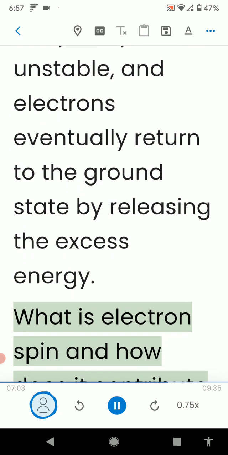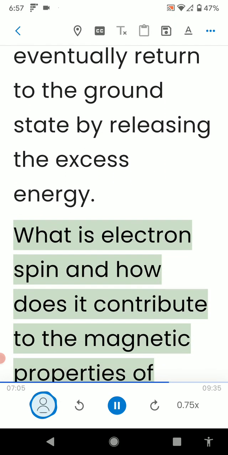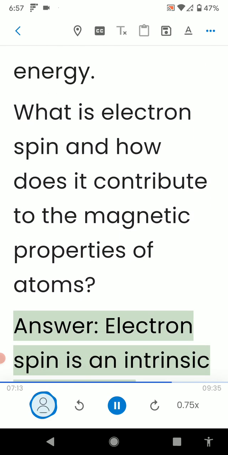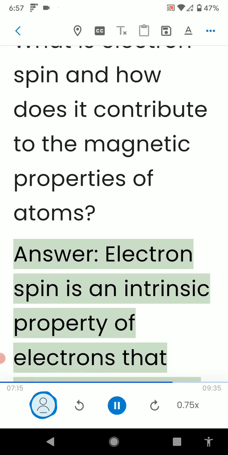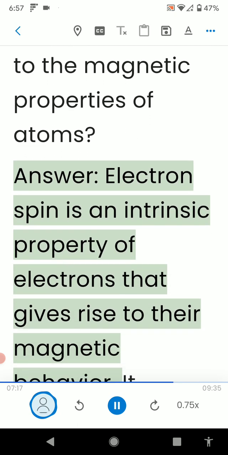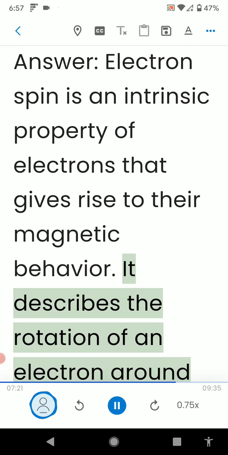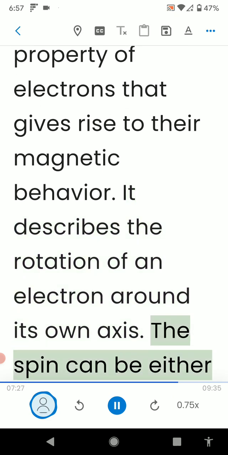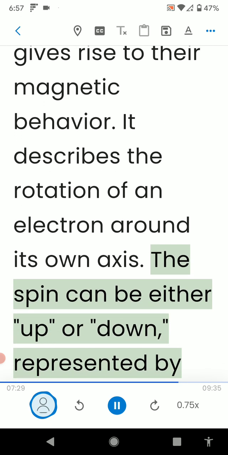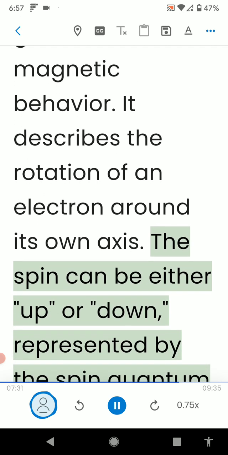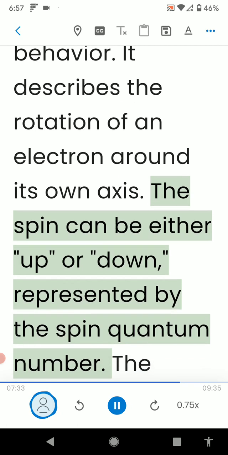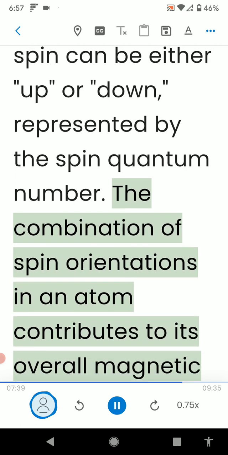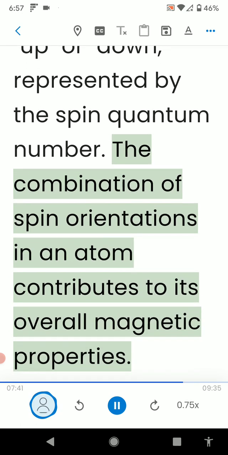What is electron spin and how does it contribute to the magnetic properties of atoms? Answer: electron spin is an intrinsic property of electrons that gives rise to their magnetic behavior. It describes the rotation of an electron around its own axis. The spin can be either up or down, represented by the spin quantum number. The combination of spin orientations in an atom contributes to its overall magnetic properties.